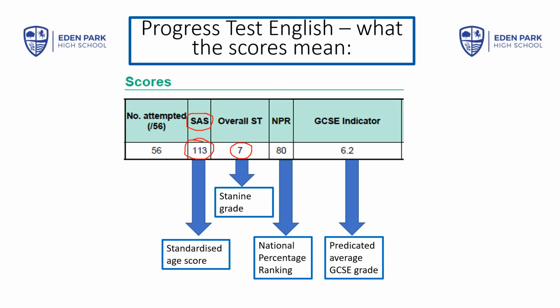And then NPR stands for National Percentage Ranking. So in this example, a score of 80 means they're in the top 20% for their age group. And again, a GCSE indicator.